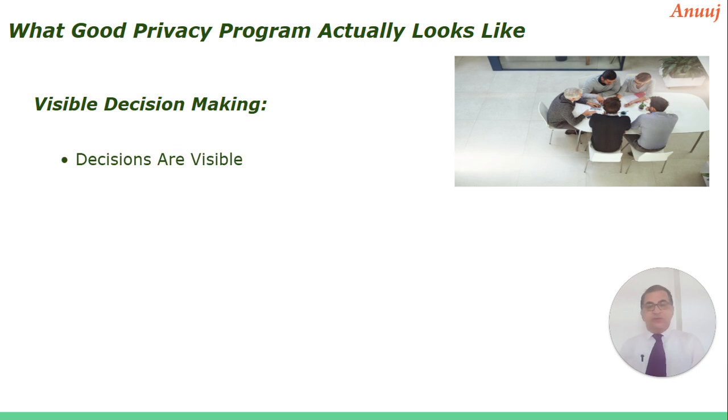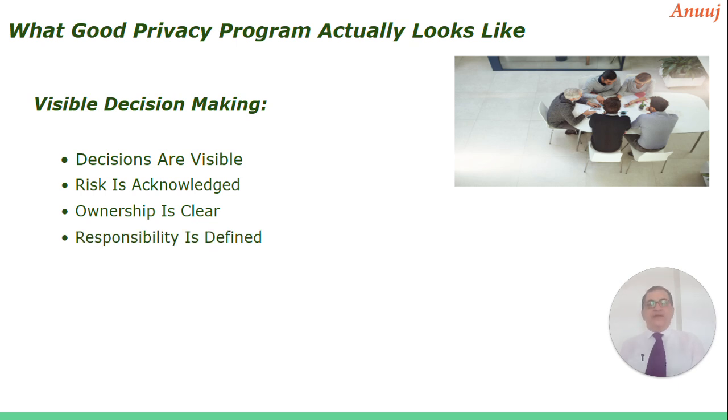Decision making should be visible. The decisions are visible. The risk is acknowledged. The ownership is clear. And the responsibility is very well defined. That is something which is very well required if you want to handle any project properly. This is not applicable only for privacy projects, but for anything that an organization does, there has to be a clear document or a clear decision around the risks that are available.